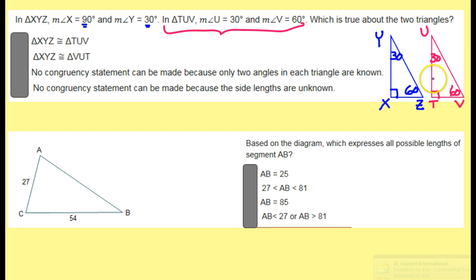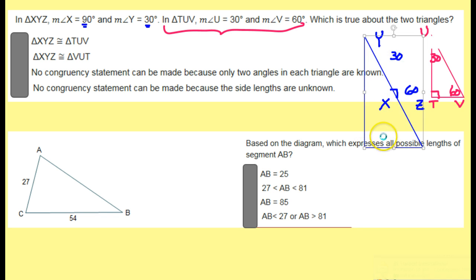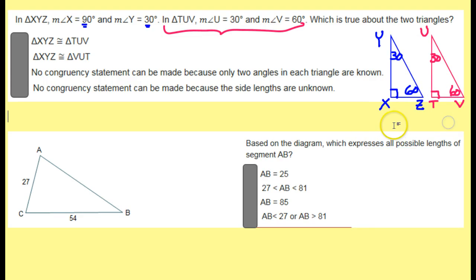Now, when I created these, I sort of made them look congruent. But for all we know, we could have a big one and then a small one. We don't know anything about the sides. Hold on. So the answer is no. No congruency statement can be made.